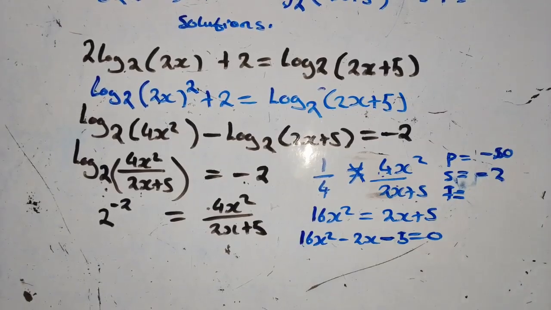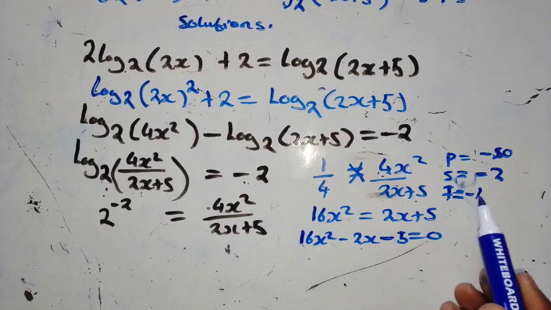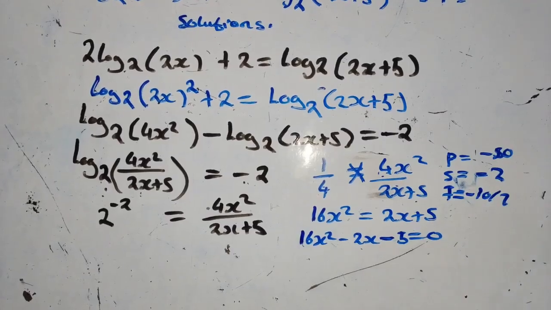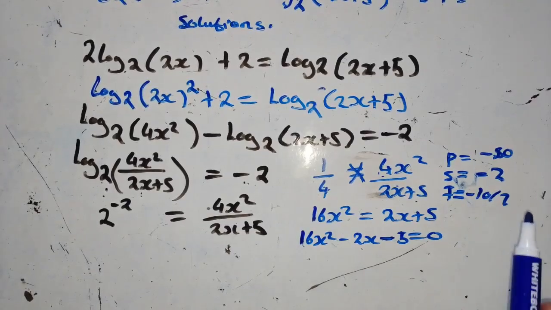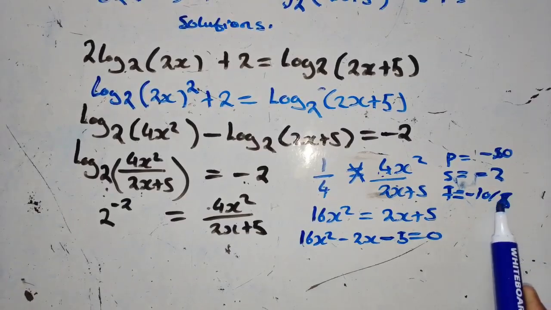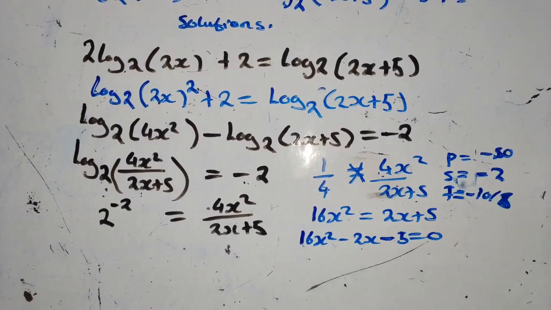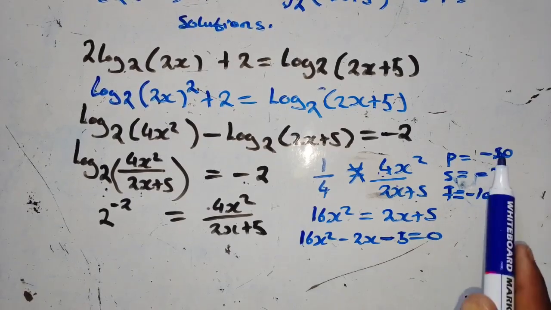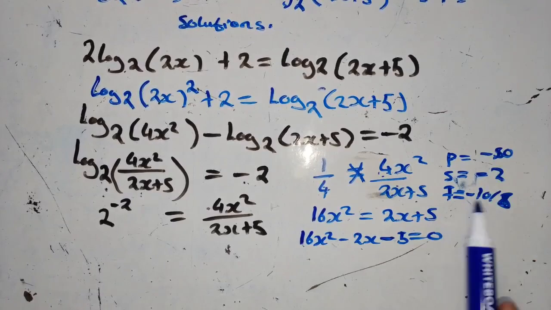Then factor: we find two numbers which, when we multiply them, give us negative 80, and when we add them, give us negative 2. If you think, you're going to find that these two numbers are negative 10 and 8. Sorry for that. Negative 10 multiplied by 8 gives us negative 80. Negative 10 plus 8 gives us negative 2.